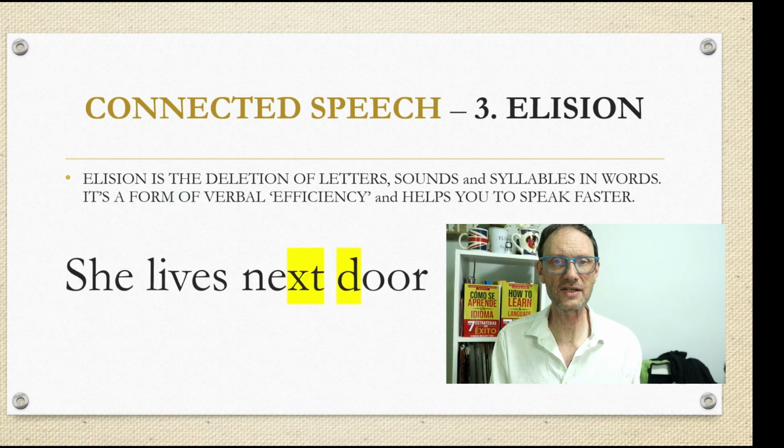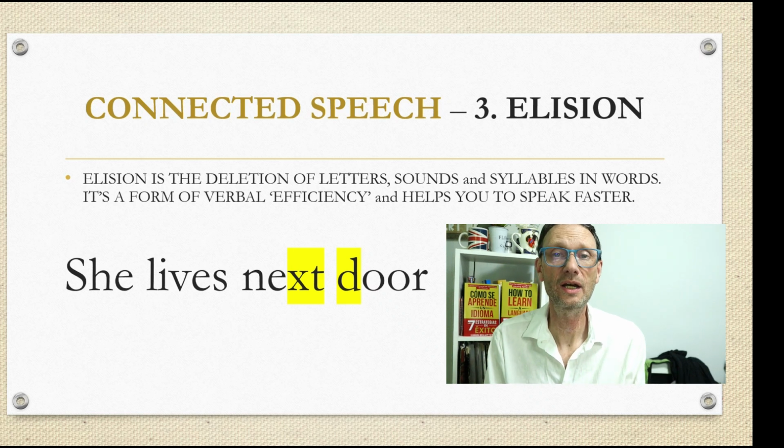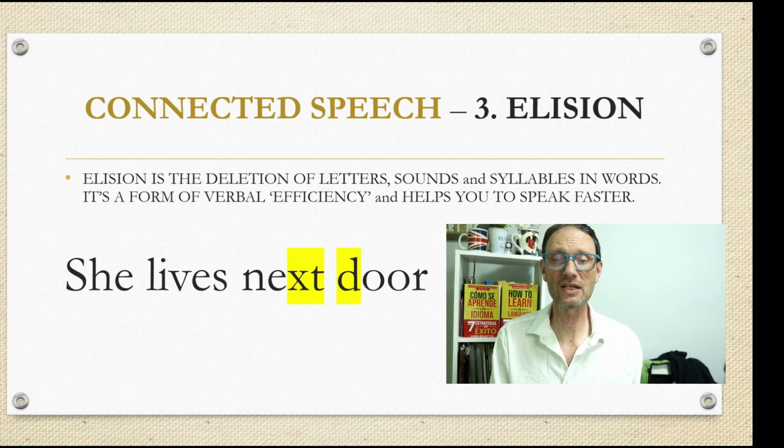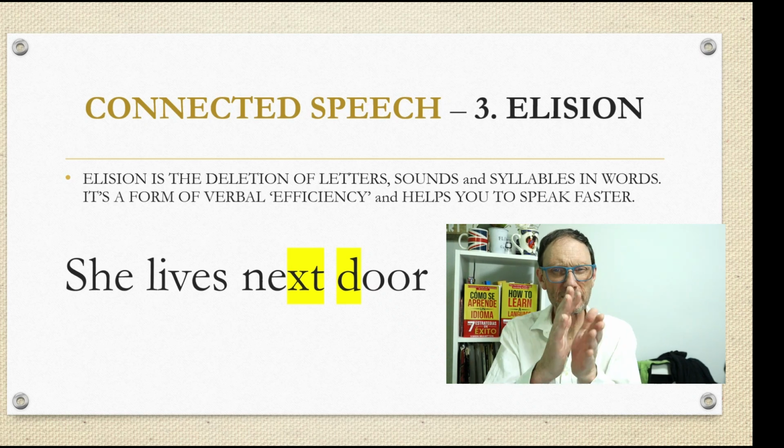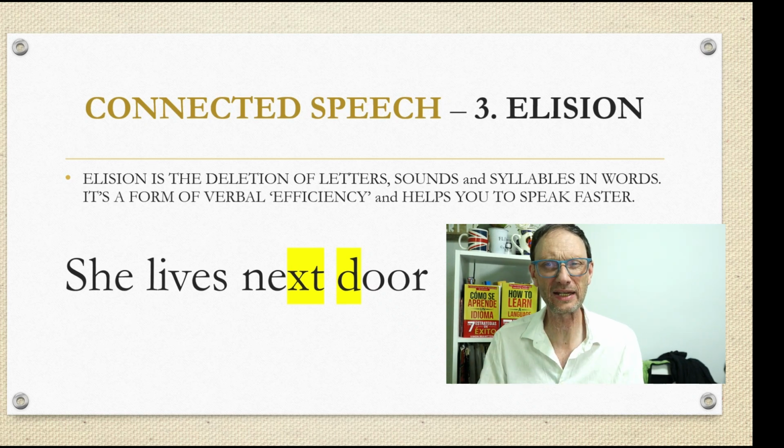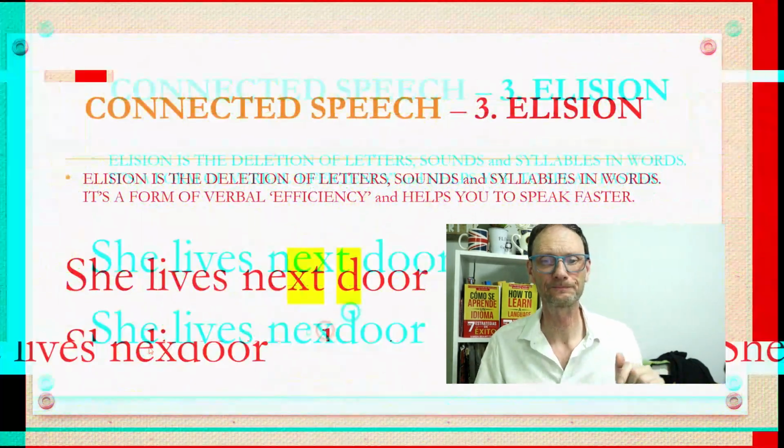Let's look at one example and then I'll explain why it happens. She lives next door. That's not natural. We would say she lives next door. Next door. What would you say? Would you say next door or would you say next door? Next door. So some letters are changing there. They're disappearing. Let's see why.